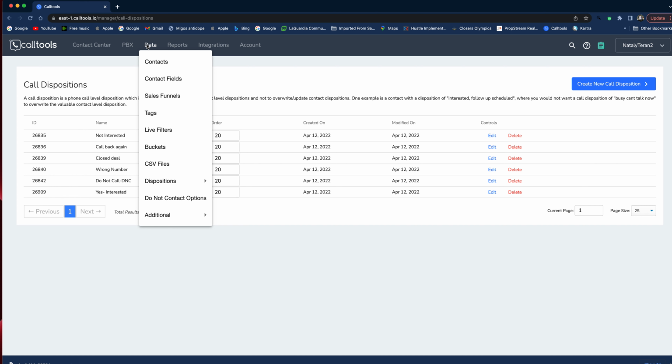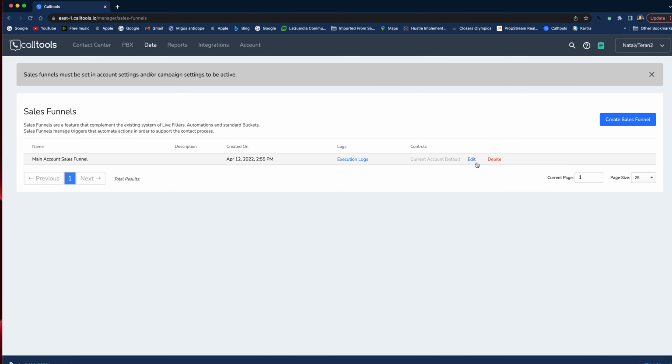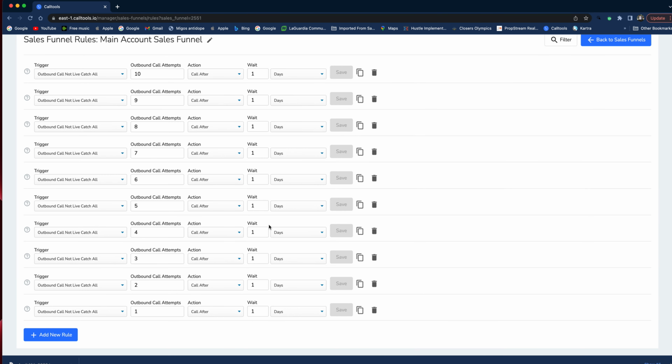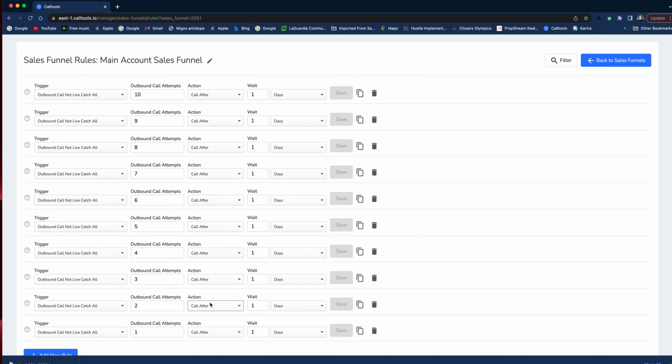We're gonna go into our sales funnel, and I love messing around with this thing. Now, this is basically your sales funnel. This is what runs the show, pretty much.